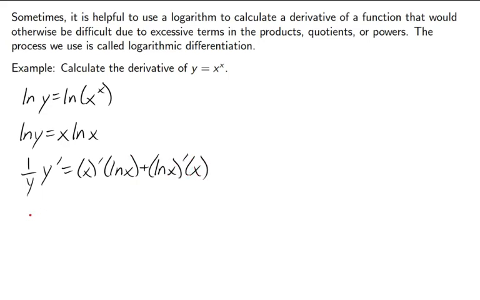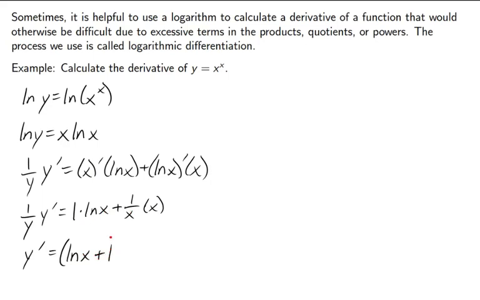And now let's just clean all this up. 1 over y. Derivative of x is 1, natural log of x. And the derivative of natural log of x is again 1 over x times x. So we get y prime is equal to natural log of x plus 1. And what I'm doing right here is I'm going to multiply both sides by y to get y prime by itself. Here's what we get. I get y, but y was x to the x.